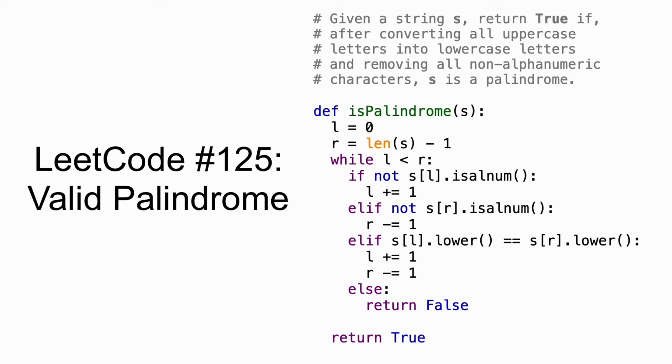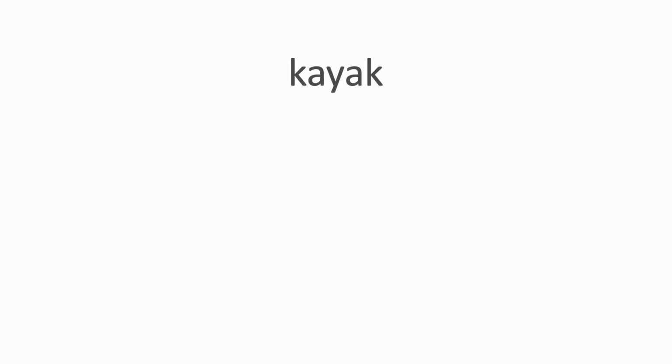Given a string, we must return true if, after converting all uppercase letters into lowercase letters and removing all non-alphanumeric characters, the string is a palindrome. So, as a reminder, a palindrome is a word or phrase that reads the same forwards as it does backwards. For example, kayak is a palindrome because kayak spelled backwards is still kayak.